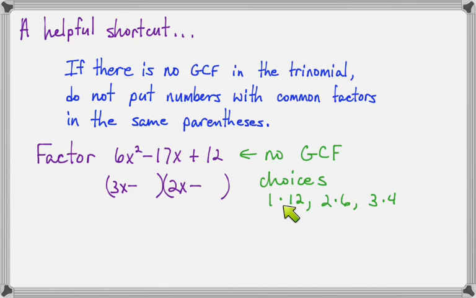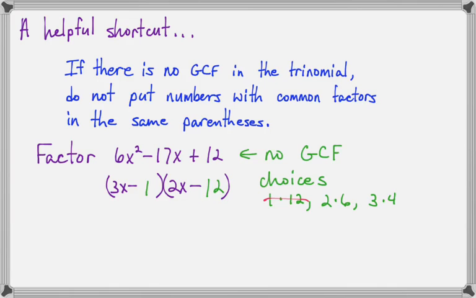If I wanted to start with 1 times 12, then look what happens. I have a common factor here. 2x and 12 have a common factor of 6. However, I don't have a common factor in my problem, but I do have a common factor in my answer. So this could not possibly be the right answer. So what I'm going to do is think about what would happen if I move the 12 over here. Then I'd have a common factor with 3 and 12. So that tells me that there's nowhere for the 12 to go. So 1 times 12 is not the correct choice.